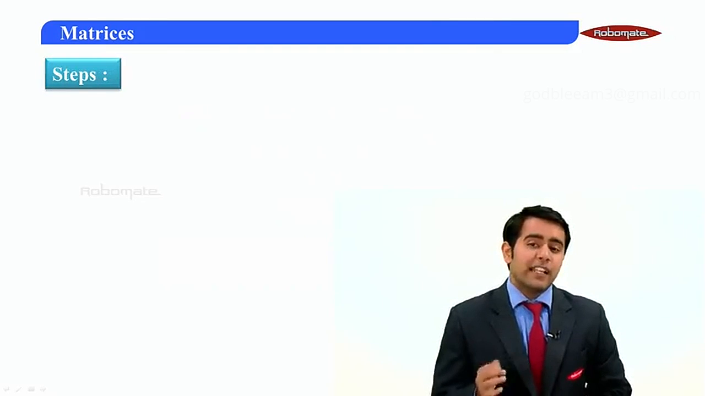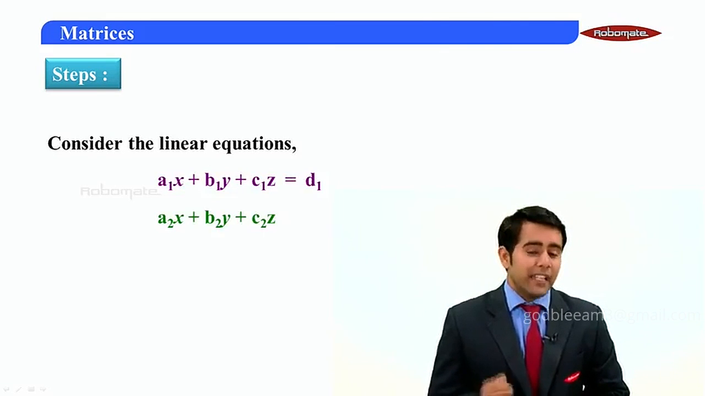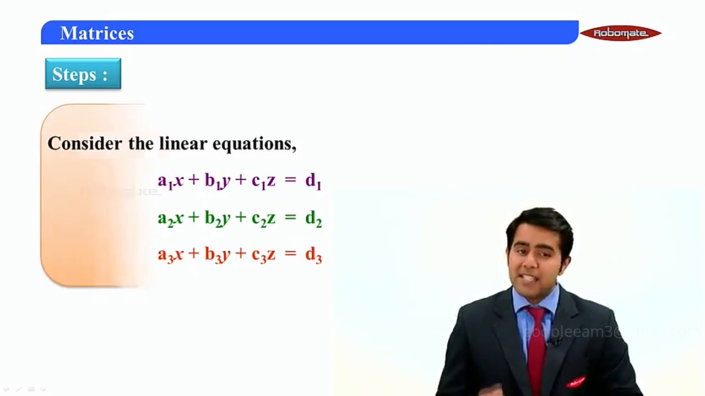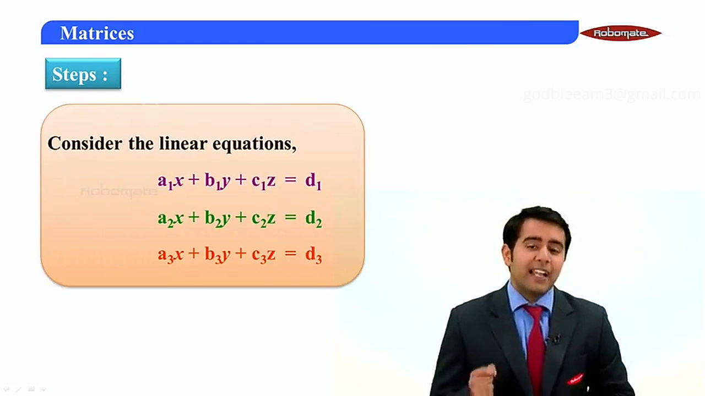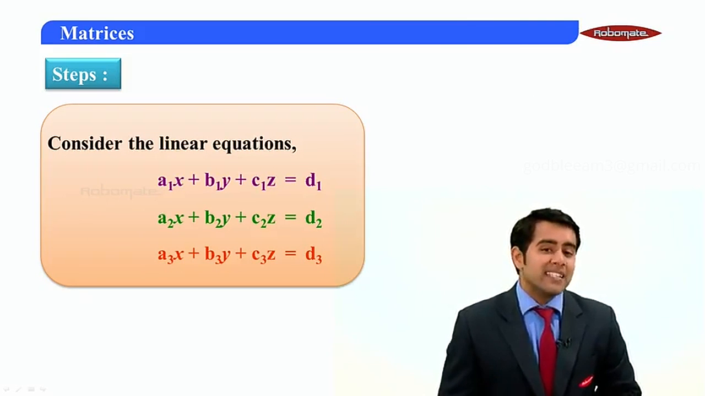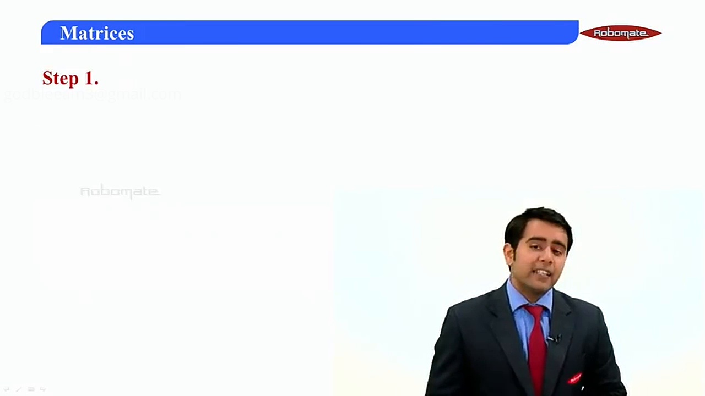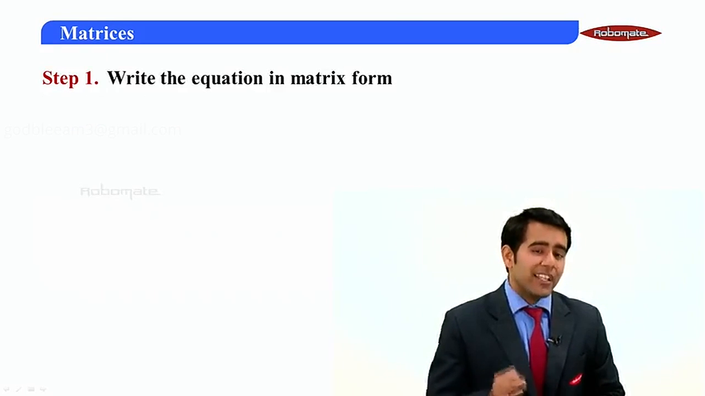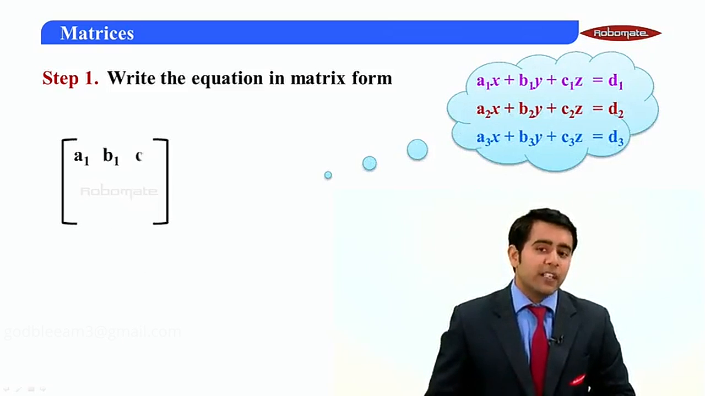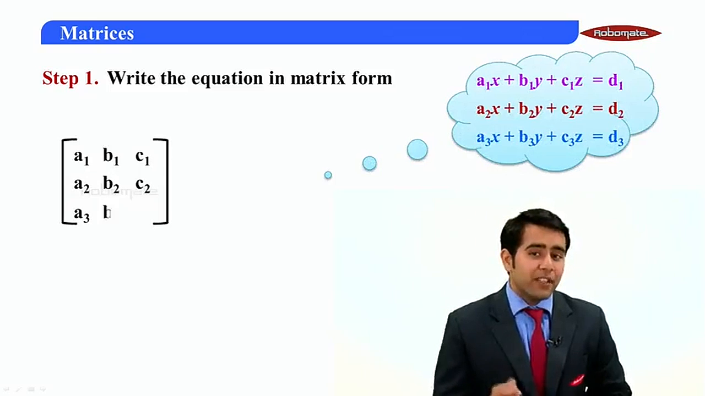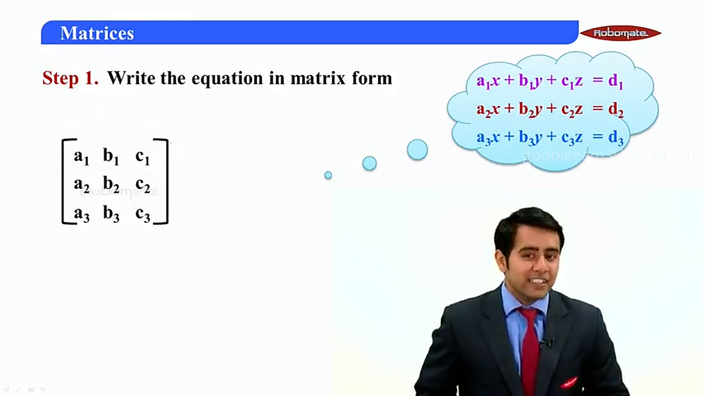Now moving further, let us try to find out the steps first. Consider the linear equations given here: a1x plus b1y plus c1z equal to d1, a2x plus b2y plus c2z equal to d2, and a3x plus b3y plus c3z equal to d3. If I have these three equations, I can write step 1 as follows. Write the equation in matrix form. That is, the matrix form here will be like this: first row a1 b1 c1, second row a2 b2 c2, and third row a3 b3 c3.